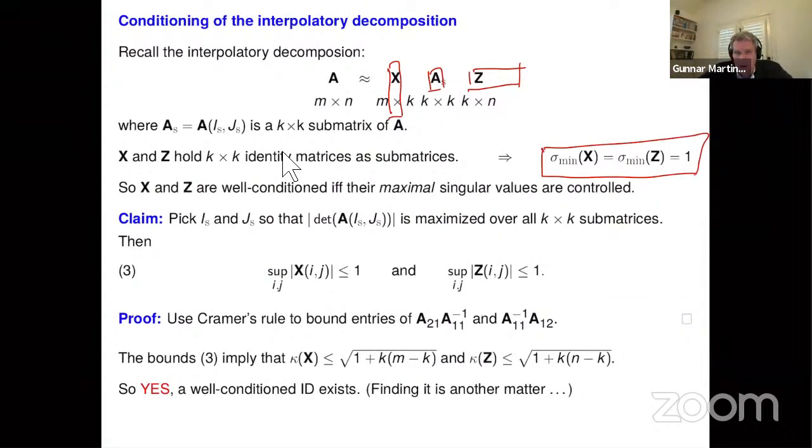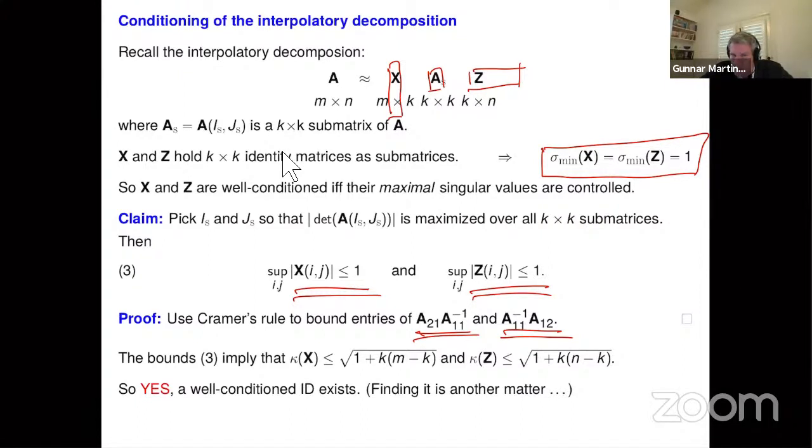So in order to have a well-conditioned basis, what you want is that the largest singular value has to be controlled in some sense. And the best you can do in the general case is to show that there exists a permutation I and J such that all the elements of X and C are individually bounded by one in modulus. And this is really a straightforward application of Cramer's rule. You can show that if you pick these permutations right, then you can control all entries of those blocks that are outside of the identity matrix in X and C. And this means that they are reasonably well conditioned.